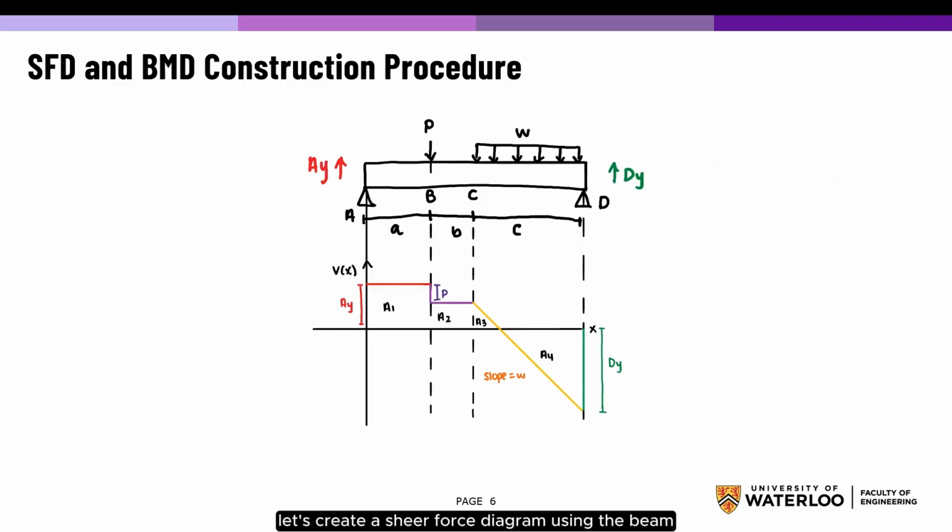Let's create a shear force diagram using the beam in the previous slide. First, Ay will push the diagram up by an amount Ay. This is constant from point A to point B. The concentrated load P will decrease the diagram by an amount P, which is constant from point B to point C. The distributed load will decrease the diagram linearly by an amount w from point C to point D. Dy will push the diagram back to equilibrium, which is at 0.